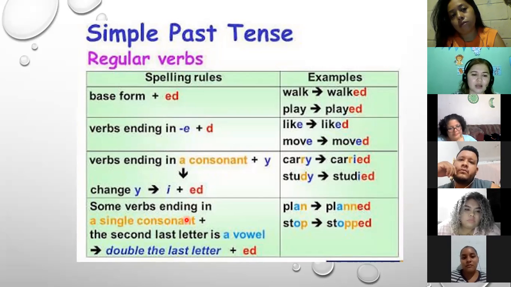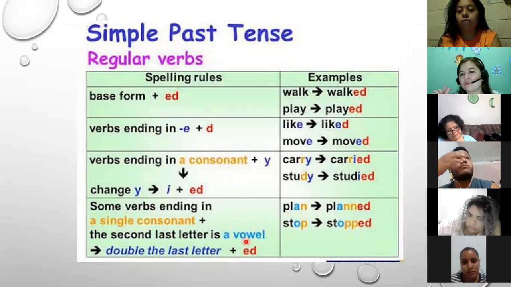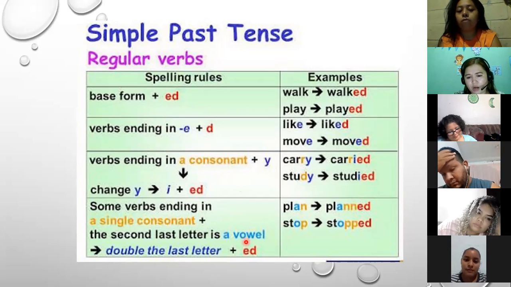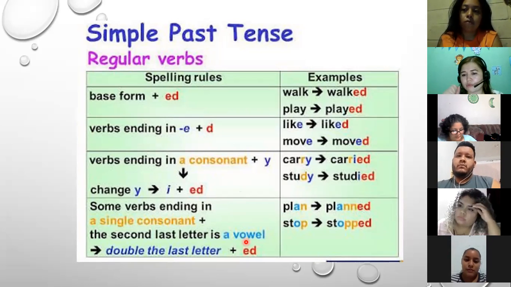We need to add the second last letter, okay? Le voy a sumar o voy a agregar la letra con la que finaliza el verbo. Look at the example, plan. Okay, todos estos verbos que son así como de una syllable. Okay, very short. So we are going to double the last letter. I'm sorry, we are going to double the last consonant, that is the last letter, plus ED.